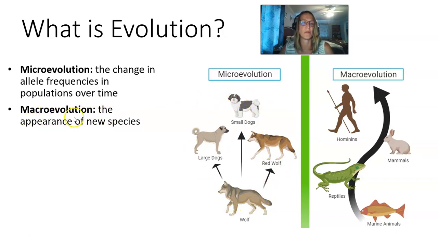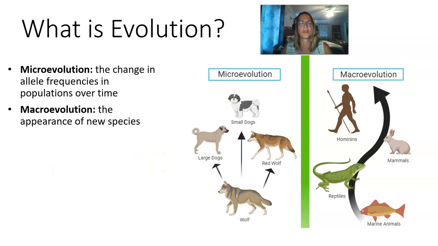Macroevolution is the actual appearance of new species. And so we will use macroevolution to discuss the tree of life and how different species are arising from more ancient species. So macroevolution and microevolution have the same mechanisms. It's just that microevolution can occur in a single generation, and macroevolution would take thousands or millions of years.